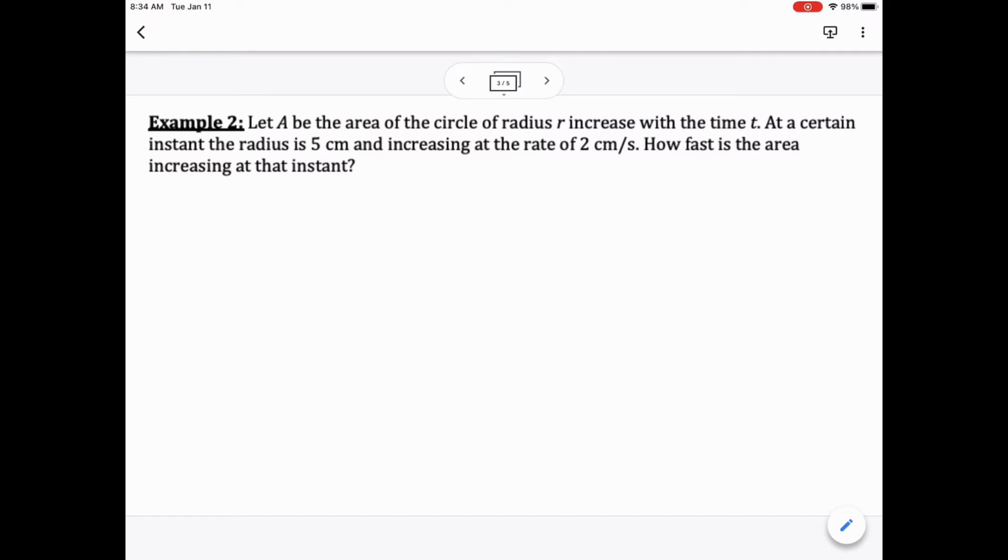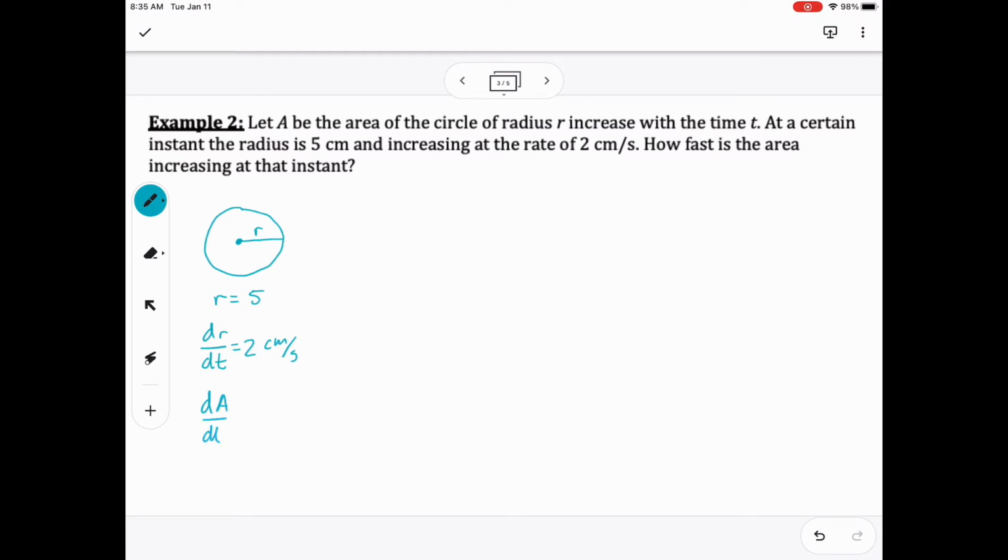Here we're talking about the area of a circle, so we can use that to help us depict what's going on if we need to. Also, like I said before, some of these problems are not going to have pictures that relate to them, so it's okay if you're not able to draw a circle or whatever figure is going on, because it may not be possible. But here I know the radius, and I know the rate at which the radius increases with respect to time. I would like to know how fast the area is increasing with respect to time at that instant.